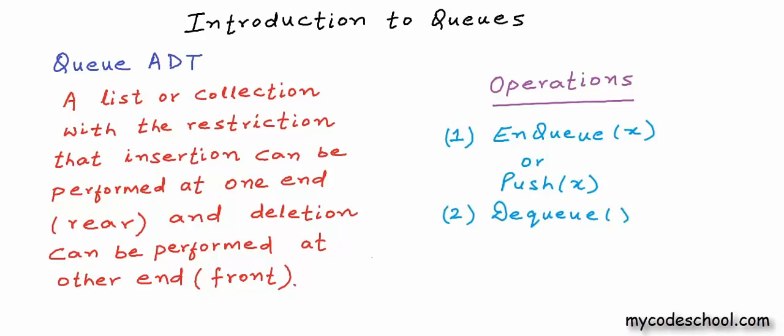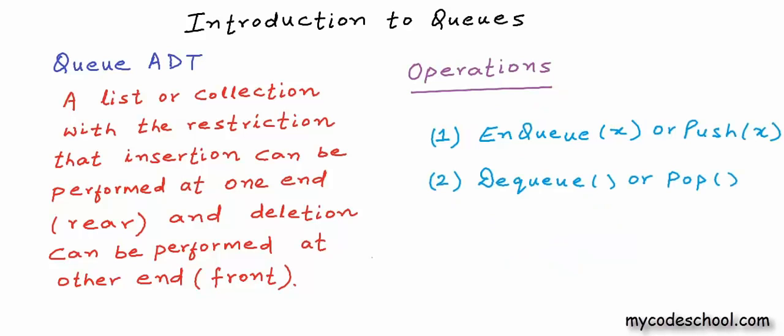Deletion is called dequeue operation. In some implementations, people call this operation pop also. Push and pop are more famous in context of stack. Enqueue and dequeue are more famous in context of queues. While implementing, you can choose any of these names in your interface.